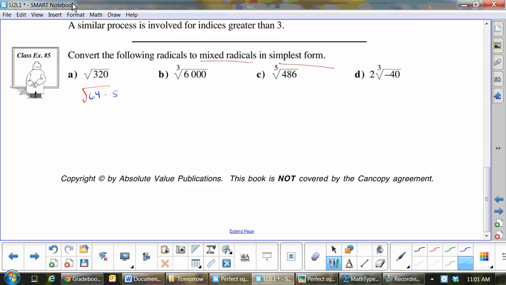Now, with this, I always want it to be the perfect square times something that doesn't have a perfect square in it. That's the goal. Now, you may have to do a couple steps, so that'll happen again. But what is the square root of 64? To take it out of the radical, it becomes an 8. And you would get 8 root 5.